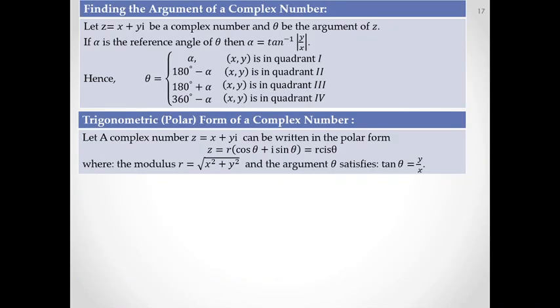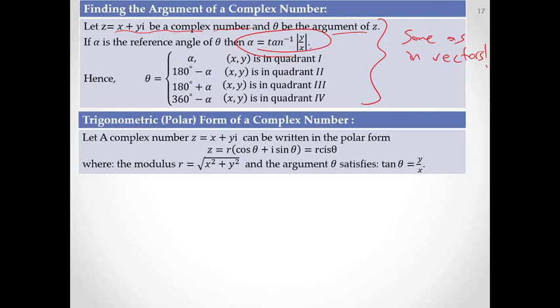Now, again, the same thing here. If you have an x plus yi complex number, how can you find the argument? It's just the same as in vectors. Just find tangent inverse of the absolute value of y over x.